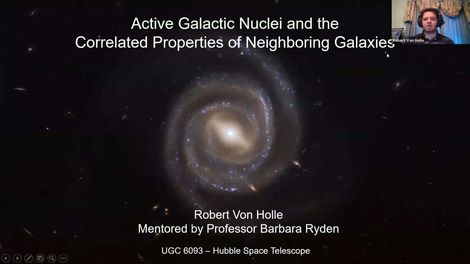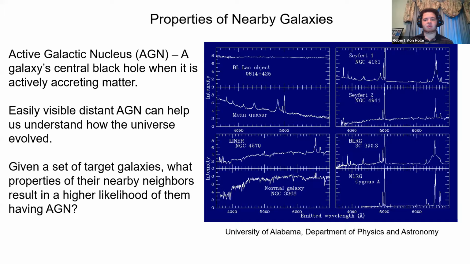Hello, I'm Robert von Holle, and I'm going to be talking about active galactic nuclei and the correlated properties of neighboring galaxies. When a galaxy's central supermassive black hole is actively accreting matter, it becomes known as an active galactic nucleus, or AGN. You can see on the plot on the right here, the spectra of a normal galaxy in the bottom left, surrounded by the spectra of a variety of different types of AGN. You'll notice that these AGN spectra look very different from the normal galaxy spectra, and they also tend to be significantly brighter on certain wavelengths.